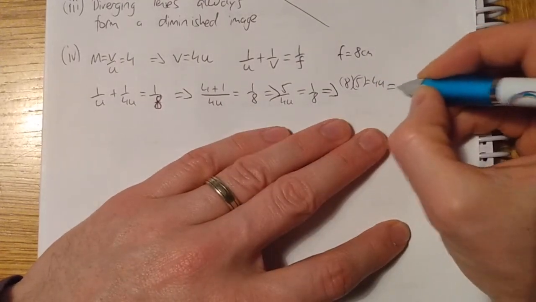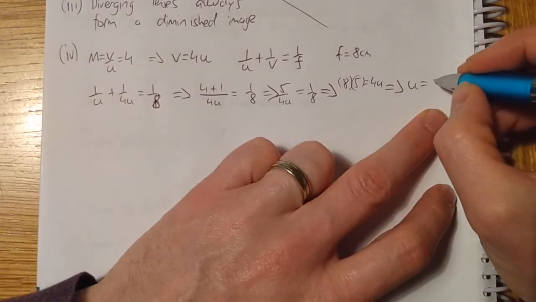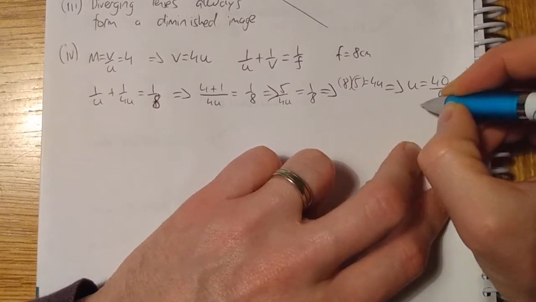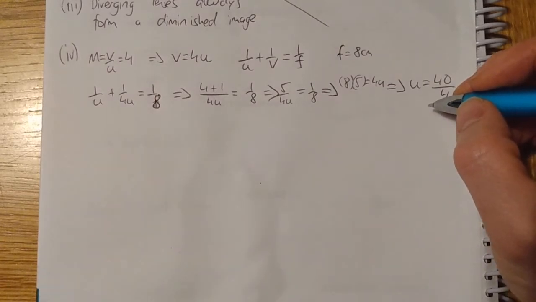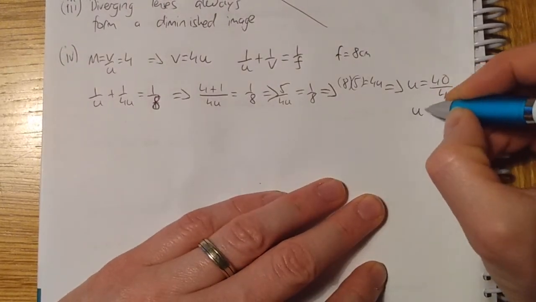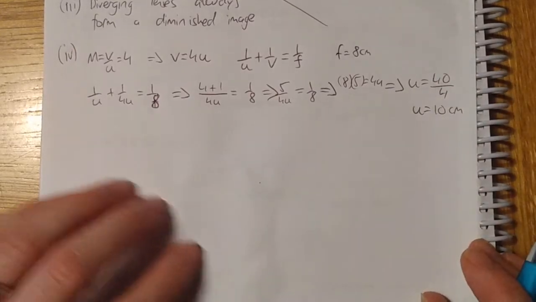And then finally, I can rearrange and say that u is equal to 40 up top divided by 4. Sorry, my laptop was going funny there. 40 divided by 4 is 10 centimeters. Okay, that's the first one.